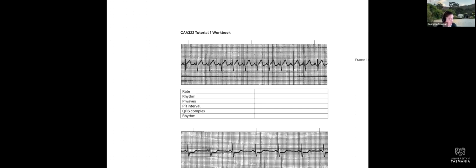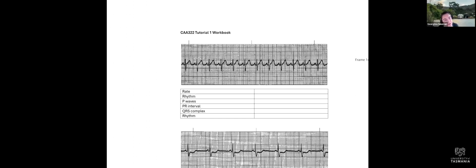Okay, so if we use the 6-second method for calculating rate for this one, so if this is a 6-second strip, we've obviously got our 1, 2, 3, 4, 5, 6, 7, 8, 9, 10, 11, 12 complexes. Is that right? Am I missing one? Oh, sorry. 6 seconds is between the two points. So we actually haven't got 12, we've got 10. So that would give us a rate of 100. If we use the 300 method, how do we use that method, Gareth? So count the number of big squares between the QRS complexes and divide 300 by that. Yes, perfect. So what did you get if you did that method? About 100. About 100, perfect, matches.